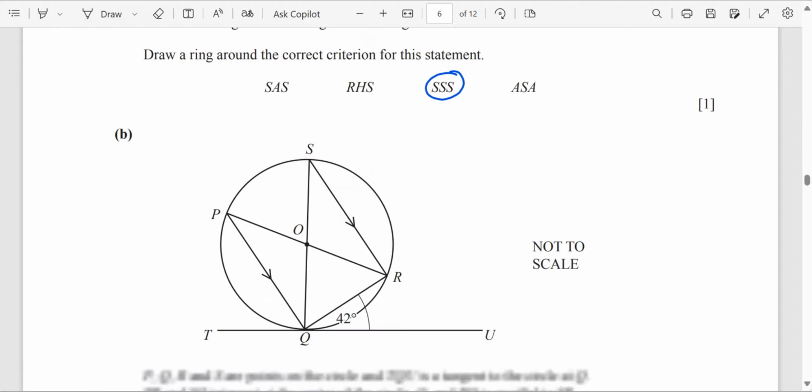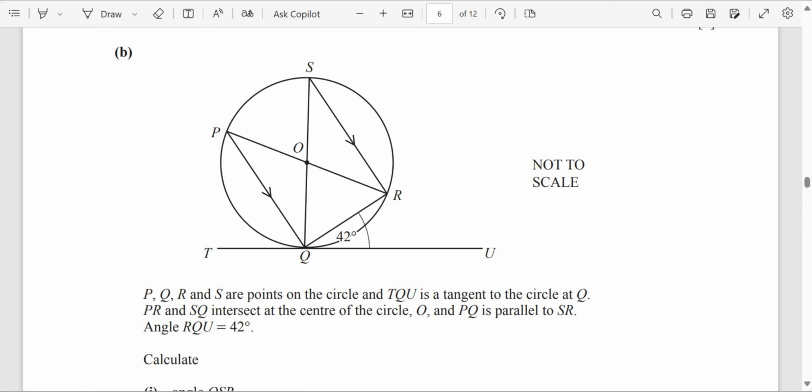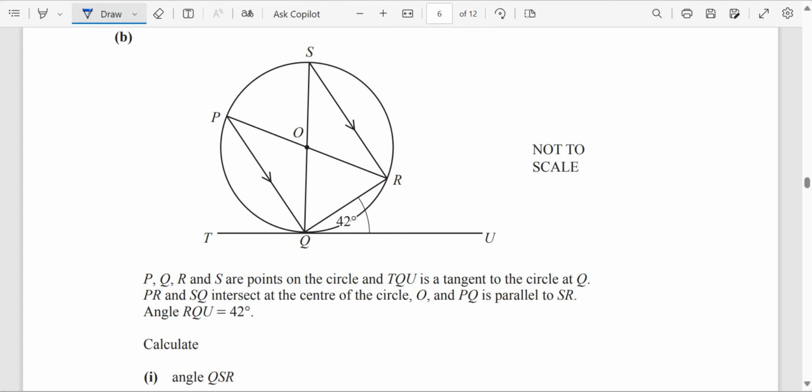Question 12b. P, Q, R, and S are points on the circle, and TQU is a tangent to the circle at Q. PR and SQ intersect at the center of the circle O, and PQ is parallel to SR. Angle RQU is 42 degrees. Calculate angle QSR.